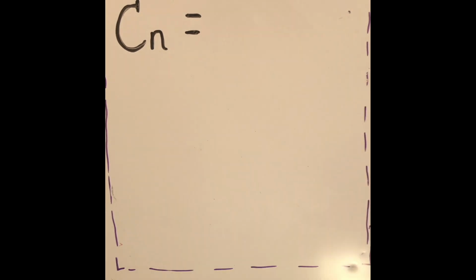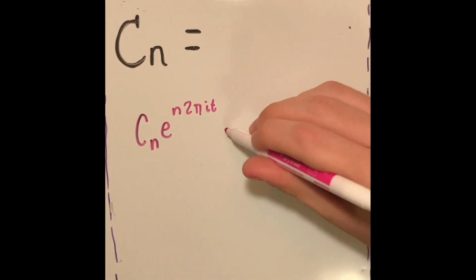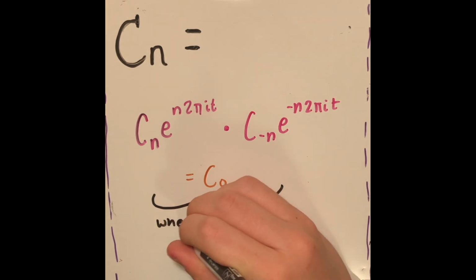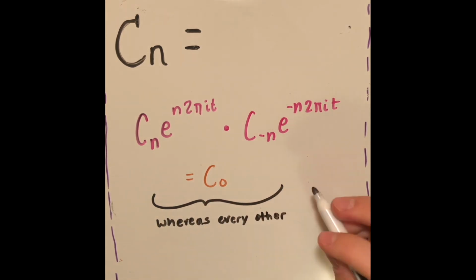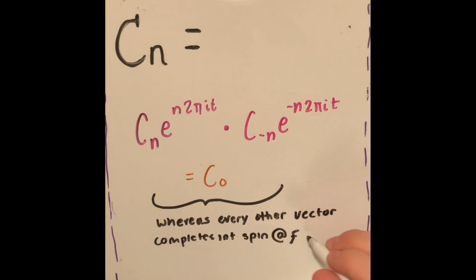If we can algebraically equate each term to have n equals 0, then we can use the integral we used before. This can be achieved by multiplying both sides of the Fourier series by c sub negative n times e to the negative n 2 pi it. Now every other term will have completed an integer number of full rotations, except whatever you plug in for n. This allows you to solve for c sub n.